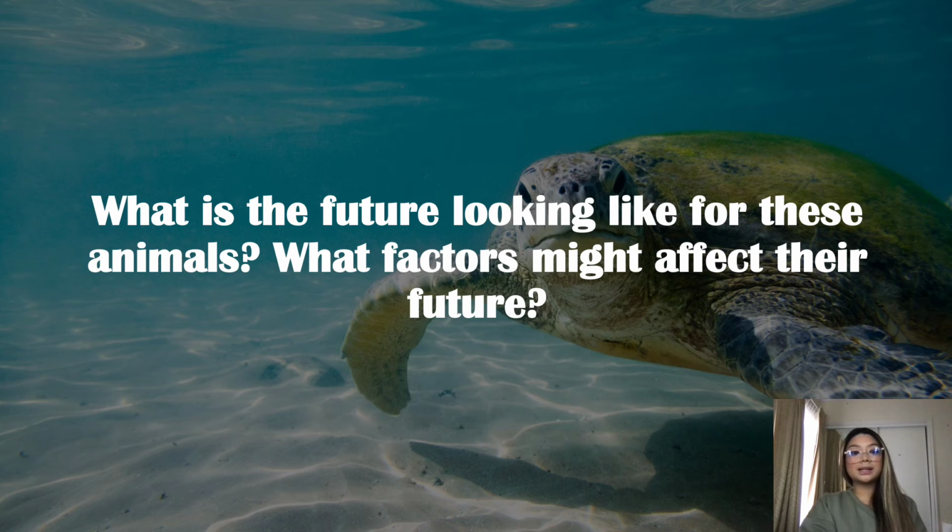What is the future looking like for these animals? What factors might affect their future? In relation to legislative protection in Australia, 6 of the 7 sea turtle species are protected under the Commonwealth Environment Protection and Biodiversity Conservation Act of 1999. Loggerhead, olive ridley, and leatherback sea turtles are classified as endangered, and flatback and hawksbill turtles are classified as vulnerable.